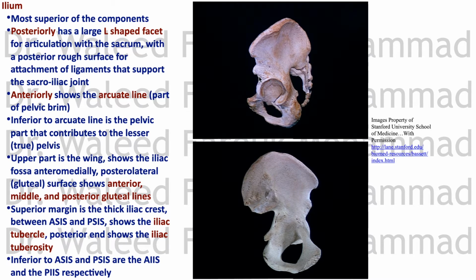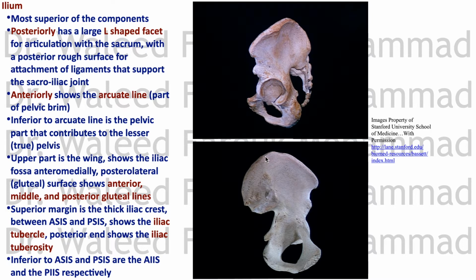The ilium is the most superior of the components. It has an articular surface posteriorly, posteromedial. This articular facet articulates with the corresponding articular surface on the sacrum to form the sacroiliac joint, with a rough area behind it. This is called the iliac tuberosity. See that? The iliac tuberosity.